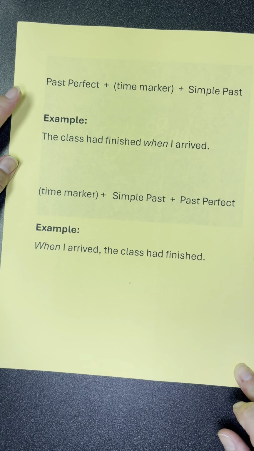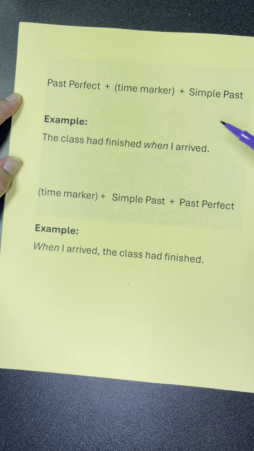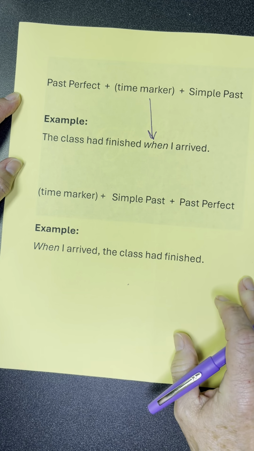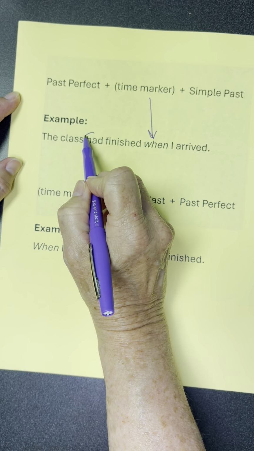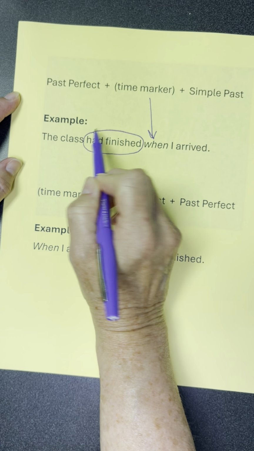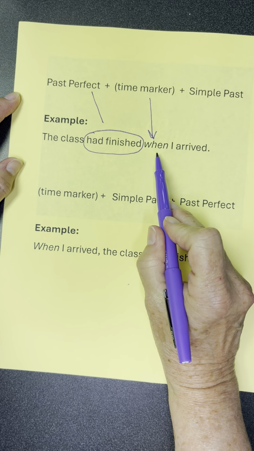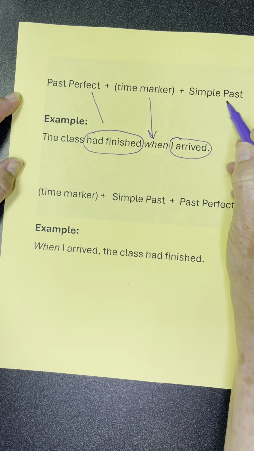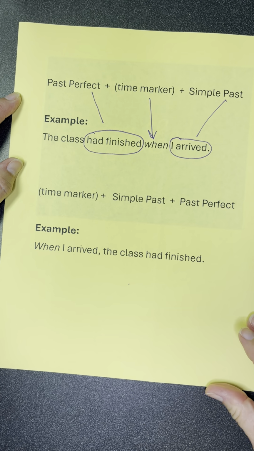Okay, let's look at another one. All right, past perfect plus time marker plus the simple past. Okay, so first of all, let's look at this time marker. There it is, when. All right, and the past perfect, the class had finished. Okay, there it is. The class had finished when, and then this will be your simple past, I arrived. No comma, because when is in the middle of the sentence.